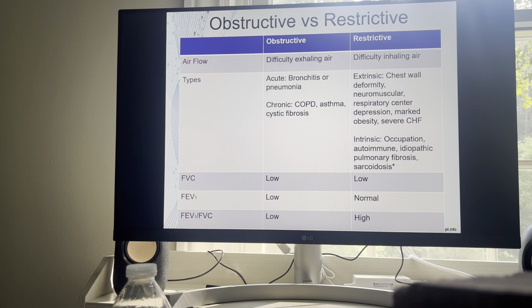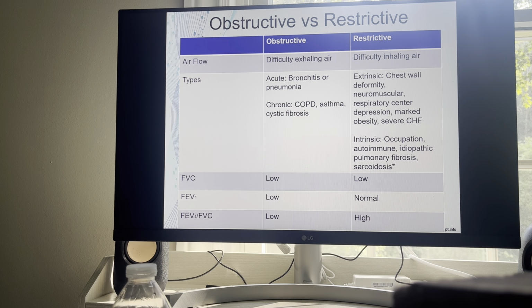Neuromuscular diseases like amyotrophic lateral sclerosis or Lou Gehrig's disease, Guillain-Barré, myasthenia gravis, muscular dystrophy. A depression of the respiratory center, that would be secondary to either trauma or drugs, like opioids, benzos, alcohol. Marked obesity, that has to be severe obesity to the point where there's so much adipose tissue packed into the body that it compresses the lungs. Severe congestive heart failure, that's due to fluid overload.